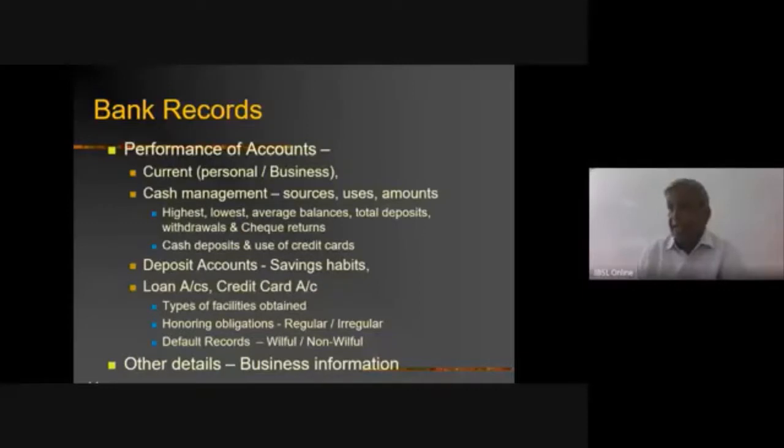What are the sources from where they are getting the income? How do they use it? What is the amount they are getting? What is the amount they are spending? You can go through it. For that purpose, you generally take the highest balance, lowest balance, average balance, the total deposits, the withdrawals, any check returns, if any. Those days, of course, we had to do it manually.